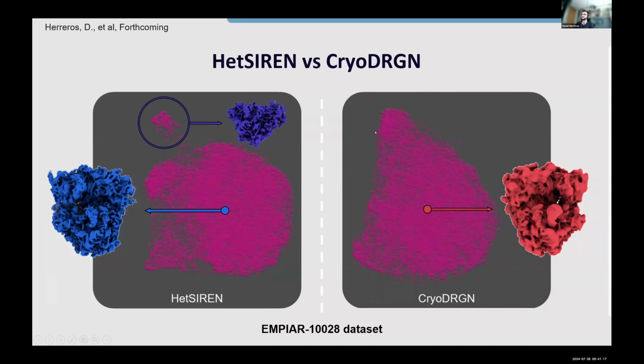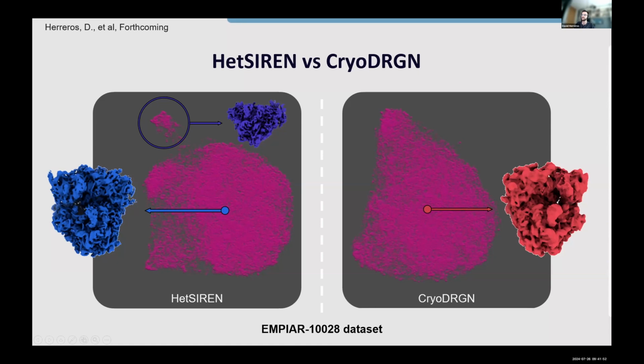And actually, we always need to compare to others to see how we are performing. Here, the one that is always suffering the comparisons is CryoDragon, because this is the first method that came out doing this deep learning reconstruction of many, many states from particle images. So it has become kind of the standard, and that's why we need to compare to it. So we decided to take a very well-known dataset, which is EMPIAR 10028. It's a ribosome dataset. It is being used by all methods to determine if they are working fine or not.